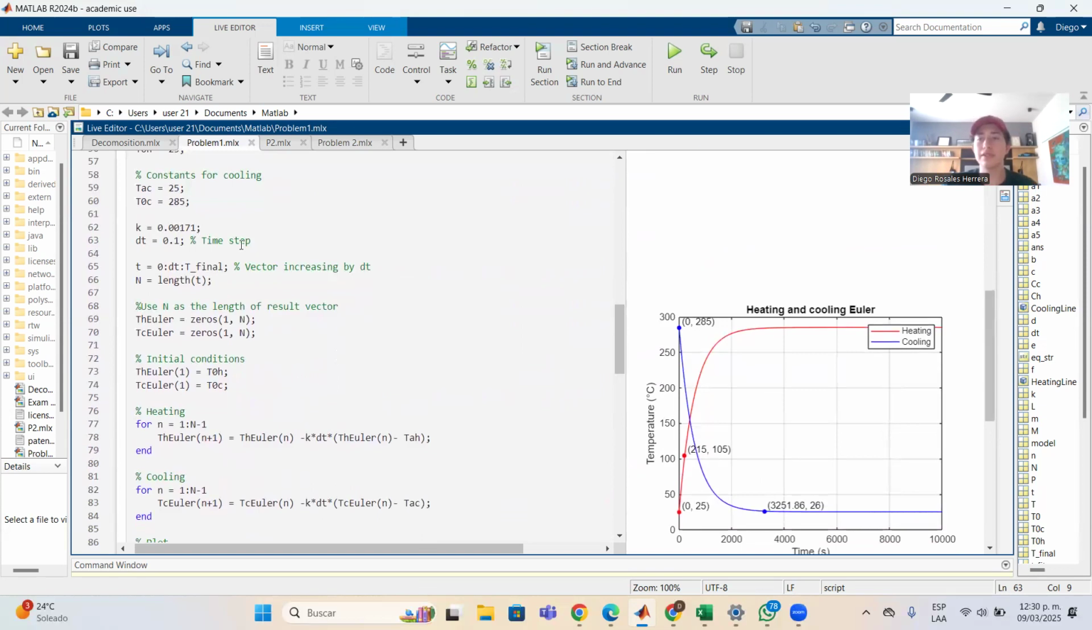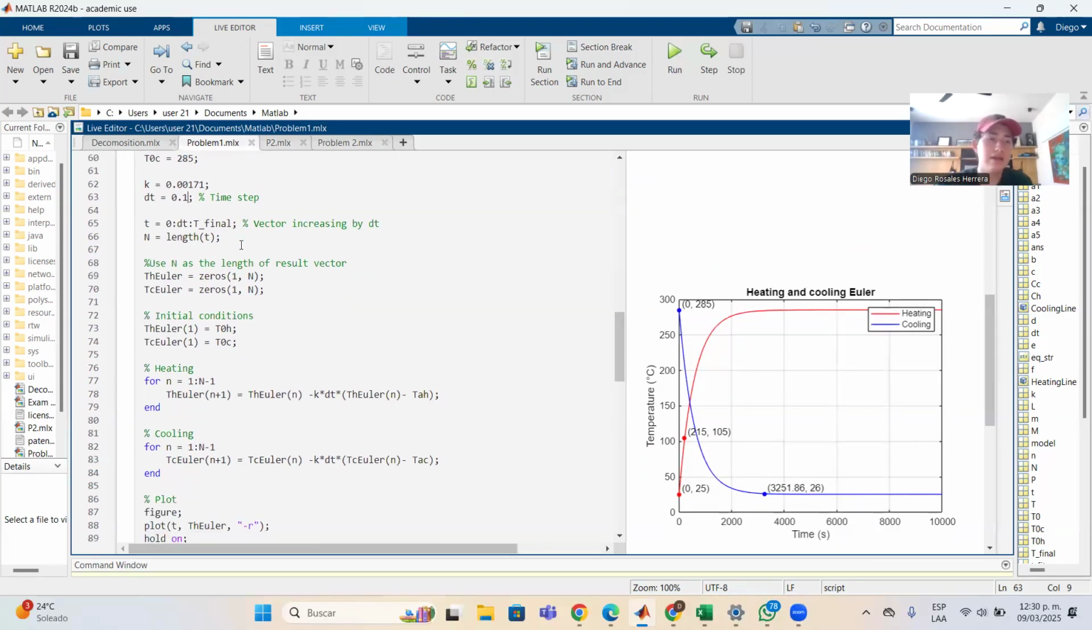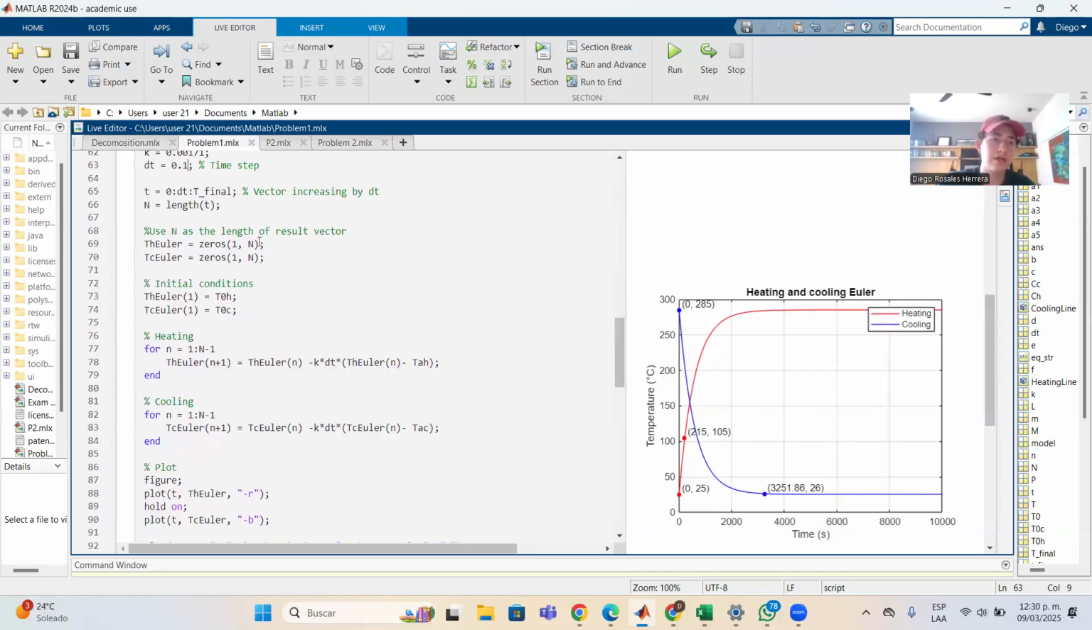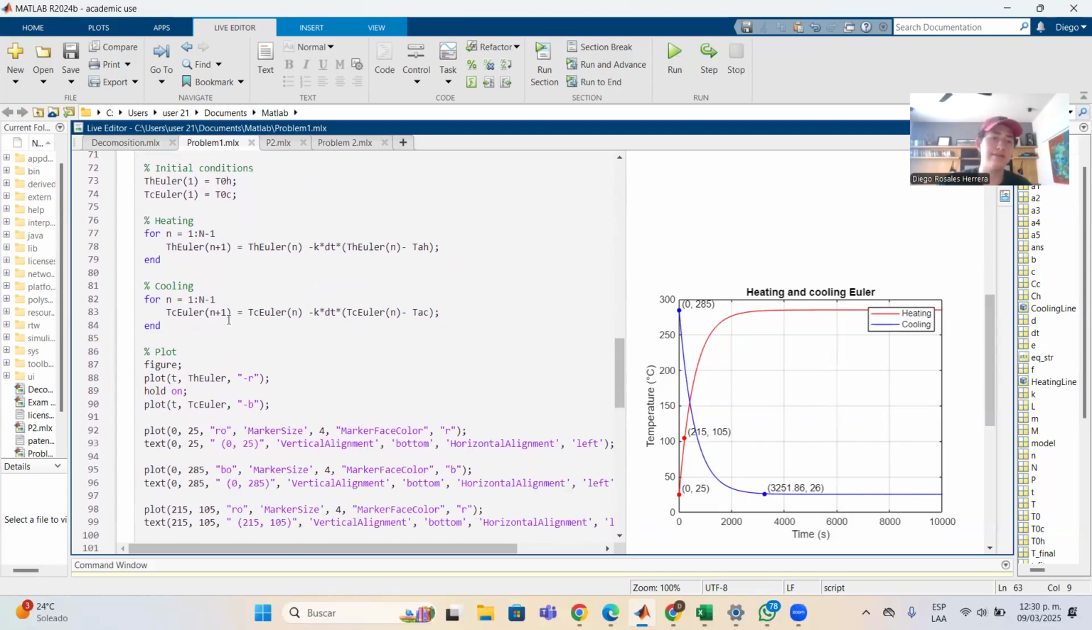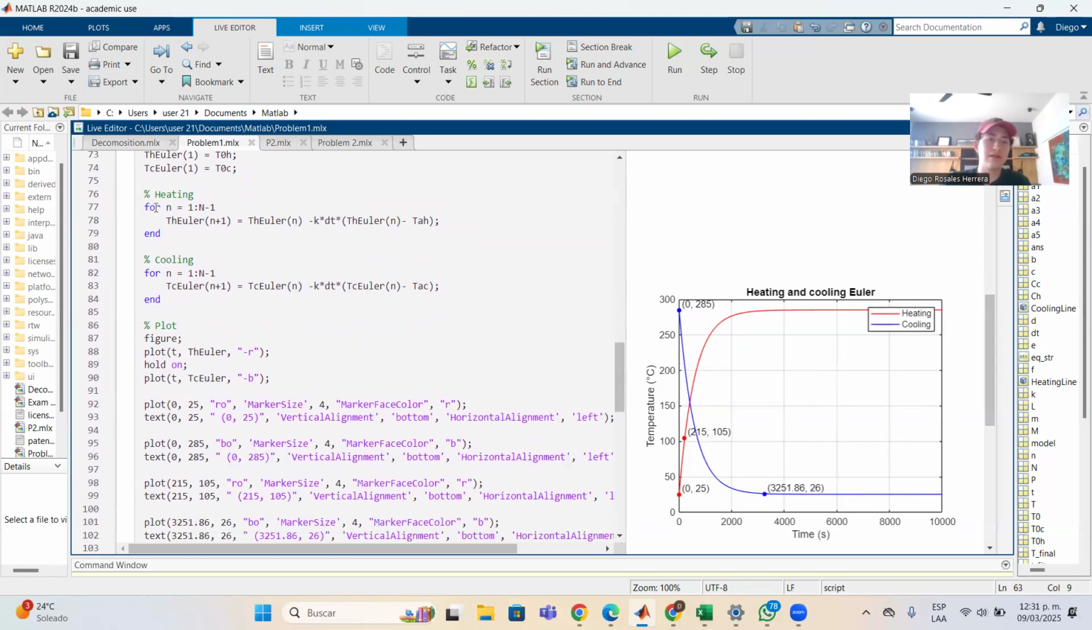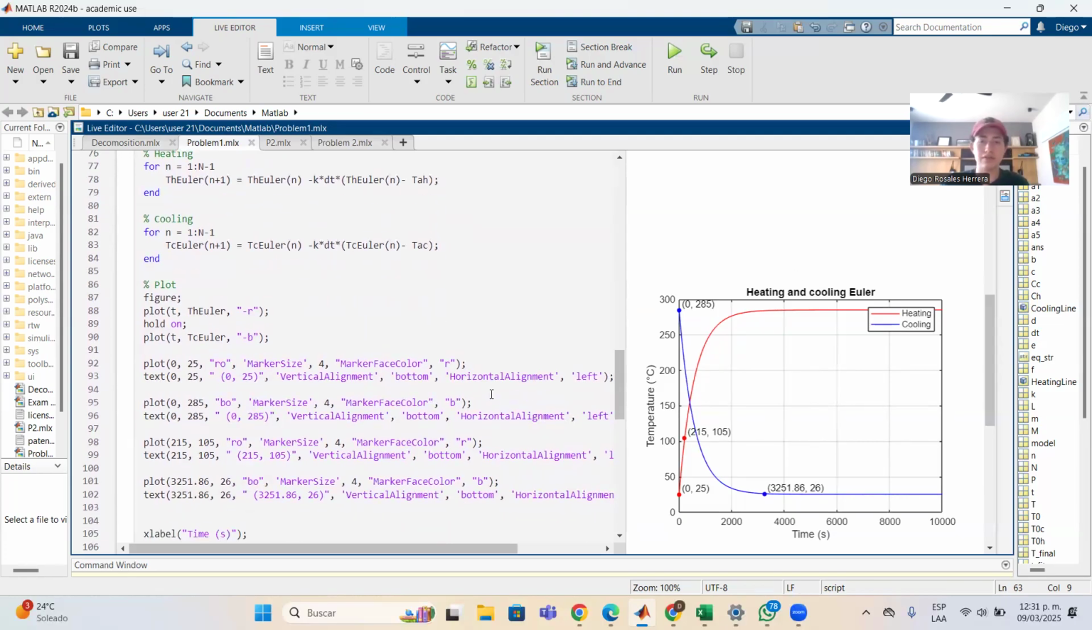which is the time step, which is with how many steps of time this vector is going to be calculated. Now here I just create both of these vectors where the values are going to be stored, the initial conditions for each one, which is just placing the first value on the vector, and here using Euler's method, which is just calculating from the first value up to the last minus one, calculating the new value with the past values. And it's the exact same equation as before for heating and for cooling. And as you can see, here is the result.